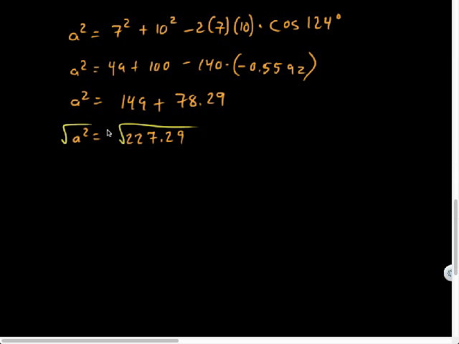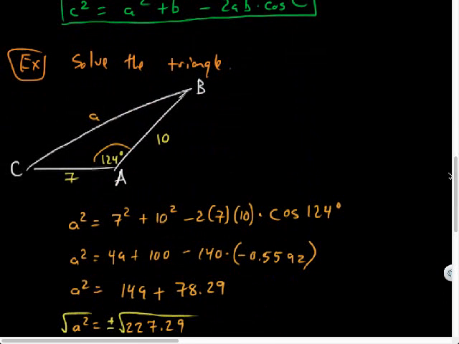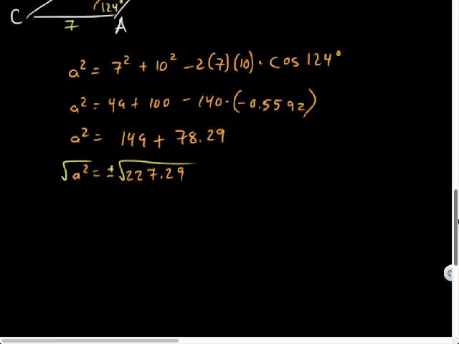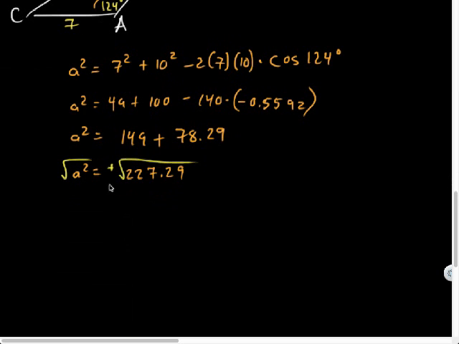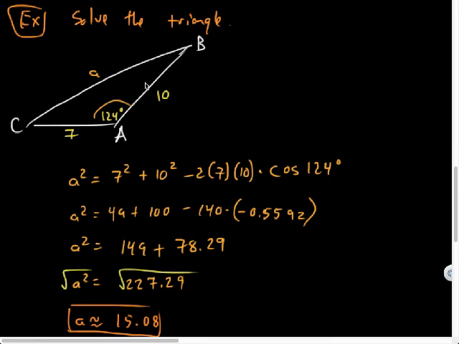Root both sides. Now technically, algebraically, I should write a plus or minus here. Geometrically, though, I'm not expecting a negative value for a because I want this to be a distance and distances are positive. So you can discard the minus version right away. It's just going to be the positive. So I'll get a is approximately the square root of the second answer, 15.08. Right, so I've just been able to find this missing side.